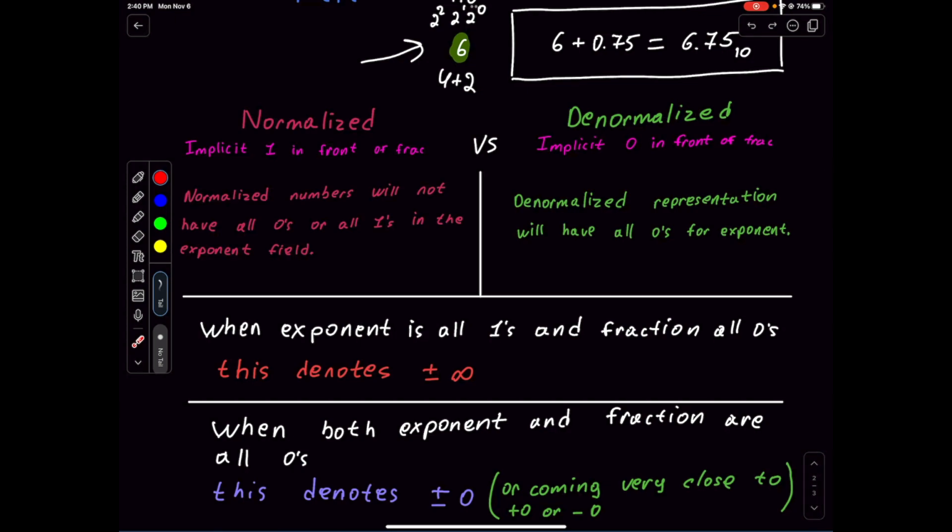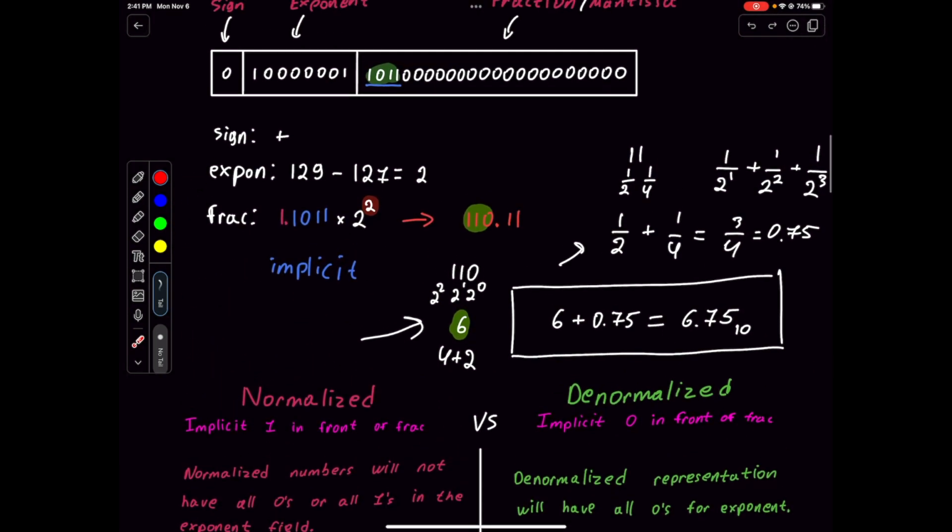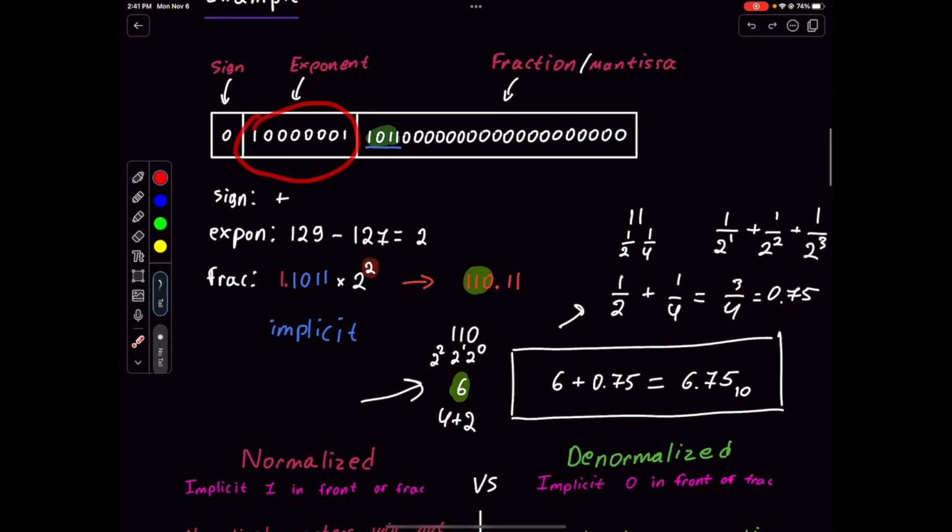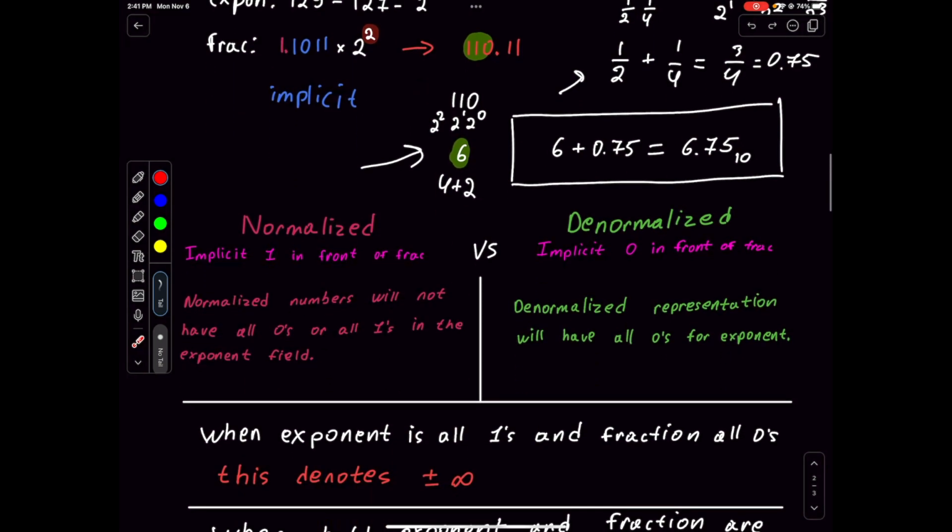It might be a little backwards the way I've written it, but it's fine. You can take notes, you can write it in your own words, you can make it easier for yourself. The way I remember it is that if it's a normalized floating point representation, it will not have all ones or all zeros in the exponent field. And if that is the case, there's an implicit 1 that we add in front of the fraction.